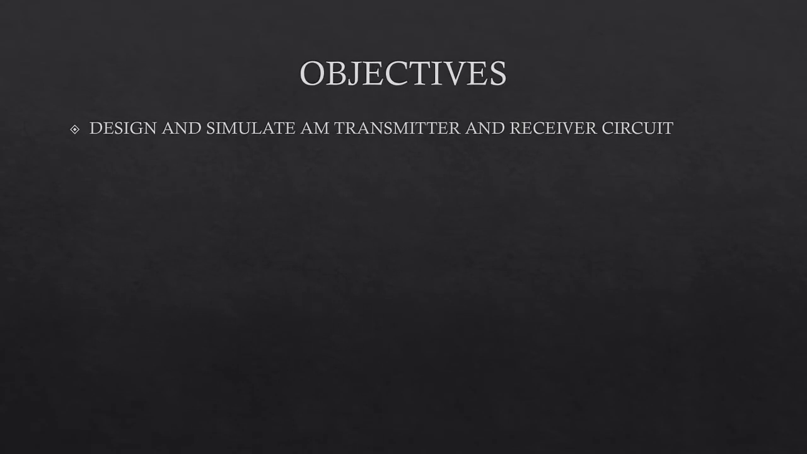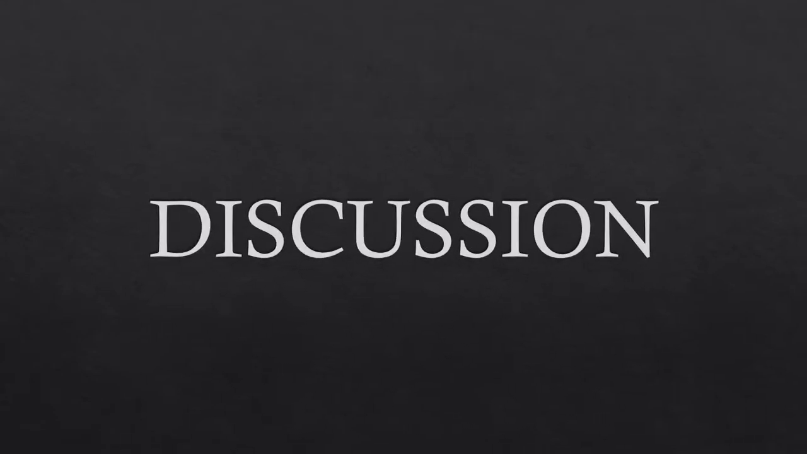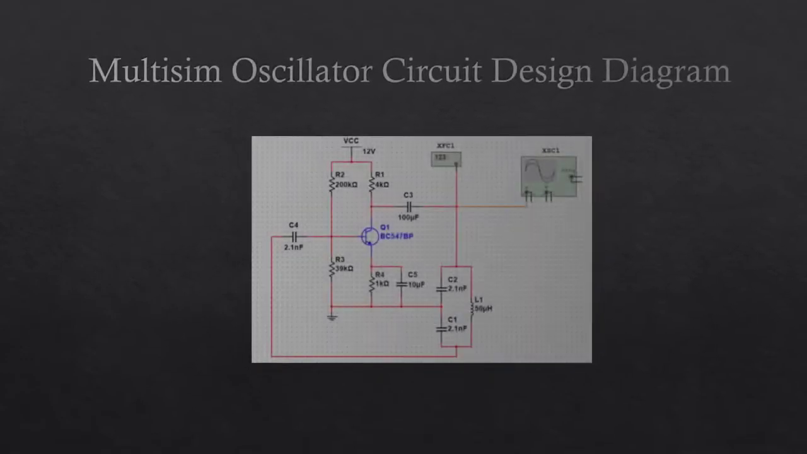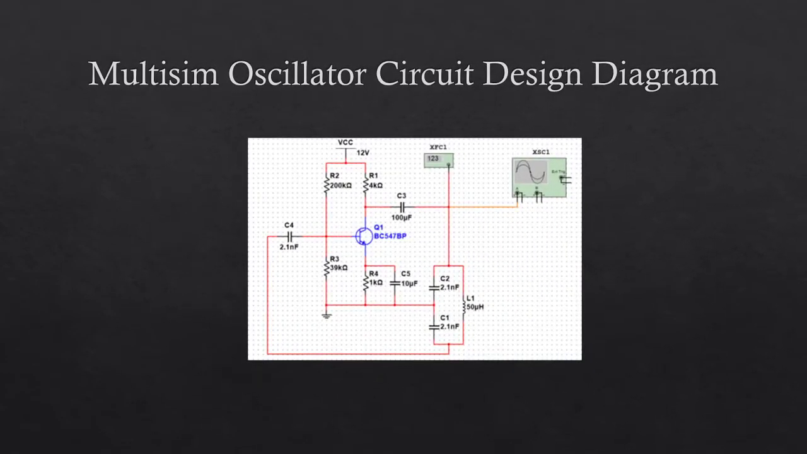So for the objectives of our final output, to design and simulate AM transmitter and receiver circuit. So for the discussion, we will now proceed to the multisystem oscillator circuit design diagram.